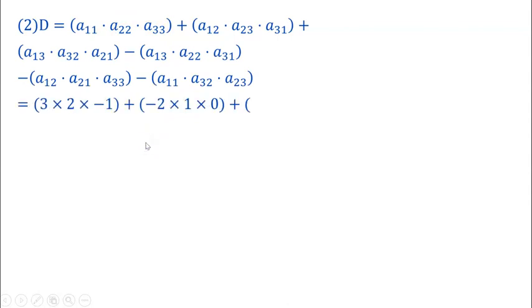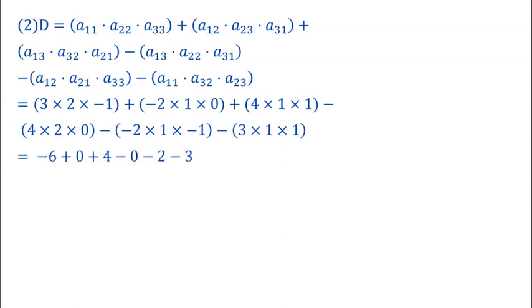Here substitute the values. And you will get the same answer, that is minus 7.